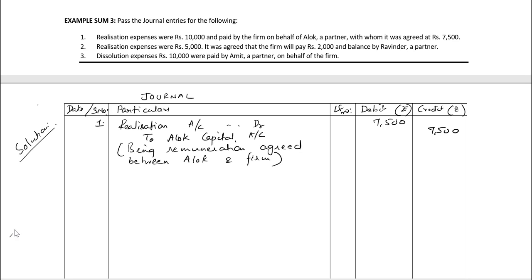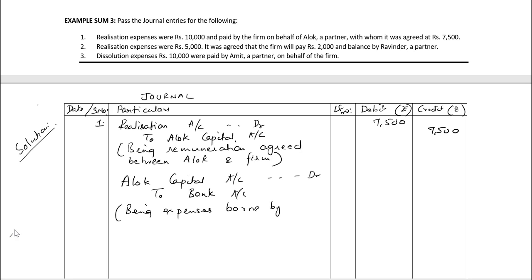And the actual realization expenses of rupees 10,000 has been paid by the firm on behalf of Alok. So journal entry, Alok capital account debit to bank account, narration: being expenses borne by Alok, paid by the firm. Amount 10,000 rupees.